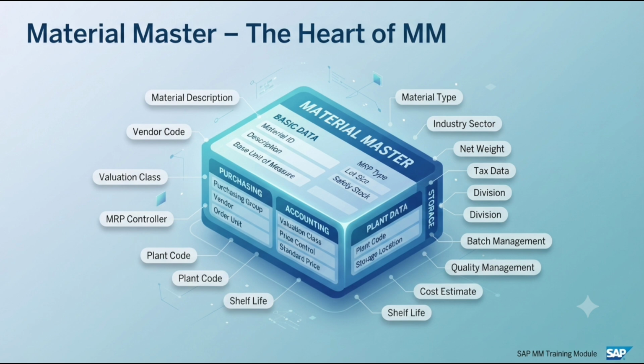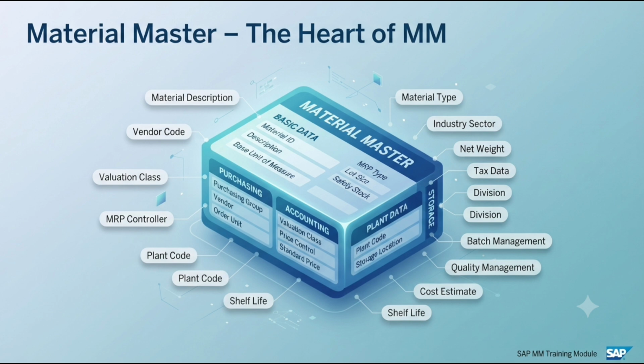The material master is the heart of SAP MM. It is a single central record that stores all information about a material. Different views hold different data: basic data for description and unit of measure, purchasing view for order details, accounting view for valuation, MRP views for planning, and storage views for warehouse information.